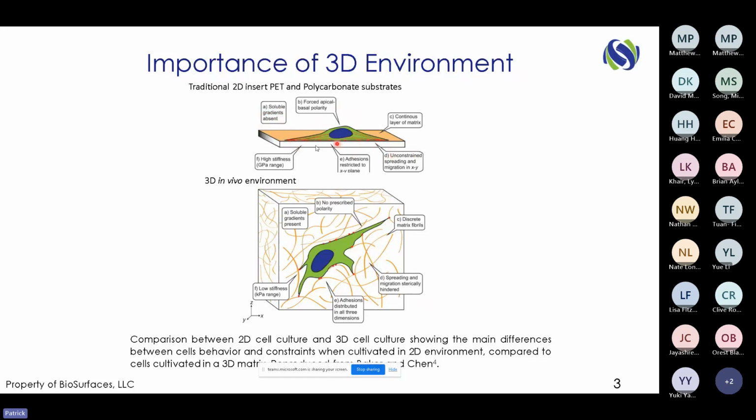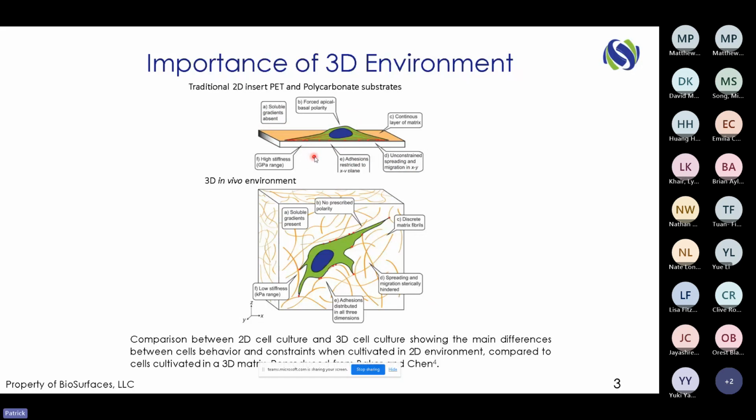They're only attached on one side, and the apical side is just facing the media, which is not always the normal situation. And again, we just have one continuous thin layer of matrix, and this gives totally unconstrained spreading and migration in the XY plane. And these adhesions are just restricted to the XY plane. And furthermore, these substrates tend to have a really high stiffness, which is far more stiff than the in vivo matrix that most cells are used to growing in.